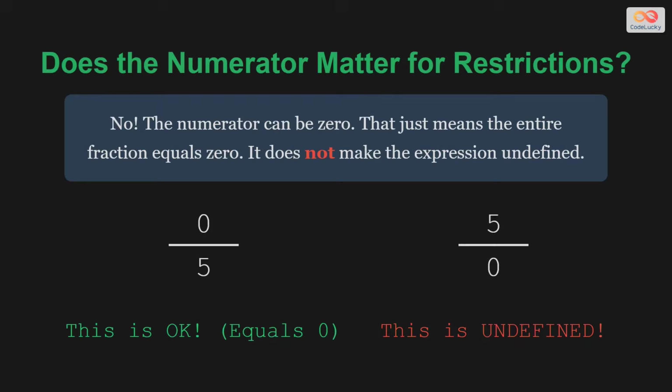A common question is whether the numerator matters. For finding restrictions, it doesn't. If the numerator is 0, the entire fraction is just 0, which is a perfectly valid number. An expression only becomes undefined when the denominator is 0.